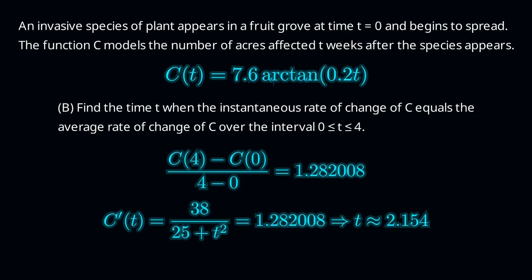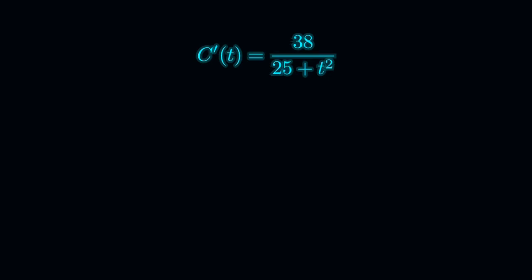So in this part, we're looking for the moment when the instantaneous rate of change matches the average rate of change over those first 4 weeks. This is a classic Mean Value Theorem application. Calculate the slope between the endpoints, set your derivative equal to it, and solve for t.